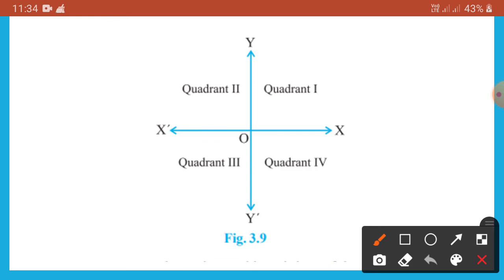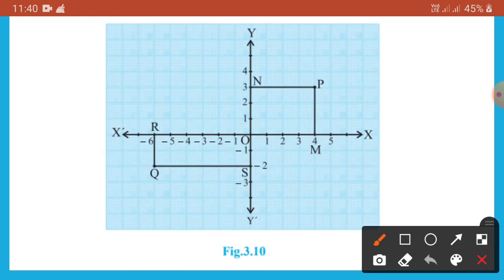Okay, got it? Try to write the coordinates of a point using the following conventions. Number 1: the x coordinate of a point is its perpendicular distance from the y axis measured along the x axis, that is positive along the positive direction of the x axis and negative along the negative direction of the x axis. For point P here, it is 4 units, and for Q it is -6.